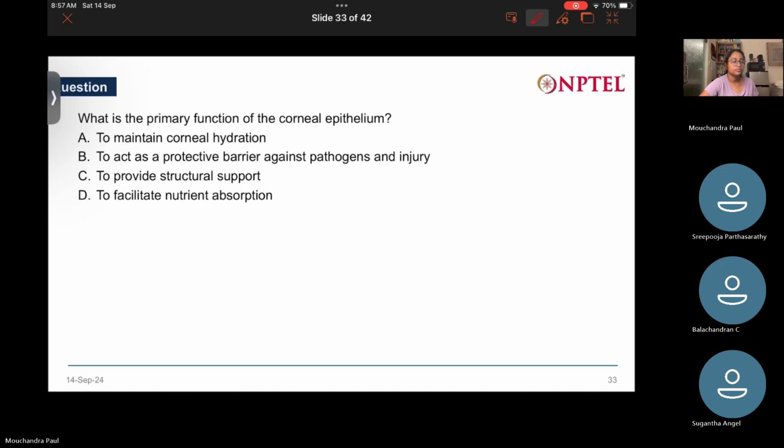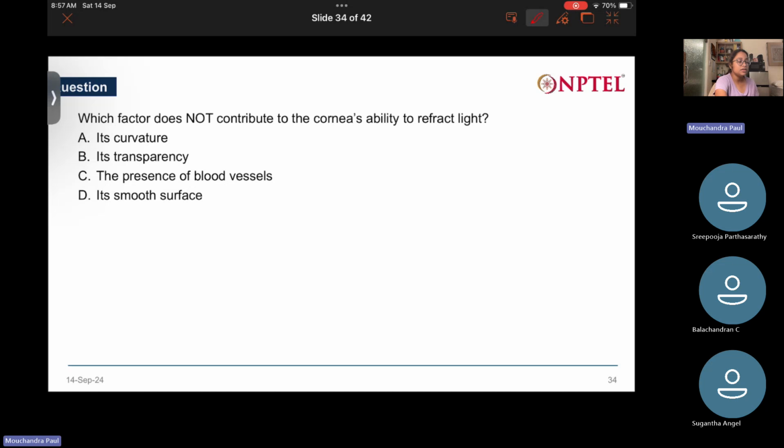B, ma'am. Yes, sir, correct. Right? It is going to act as a barrier against pathogens and injury. Which factor does not contribute to the cornea's ability to refract light? So, light refraction is a very important property of the cornea that helps us see. But which of these properties is not essential for that light refraction ability?